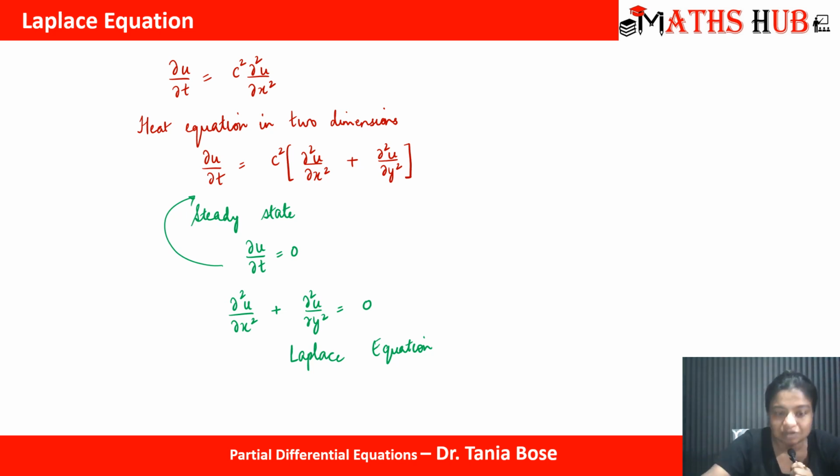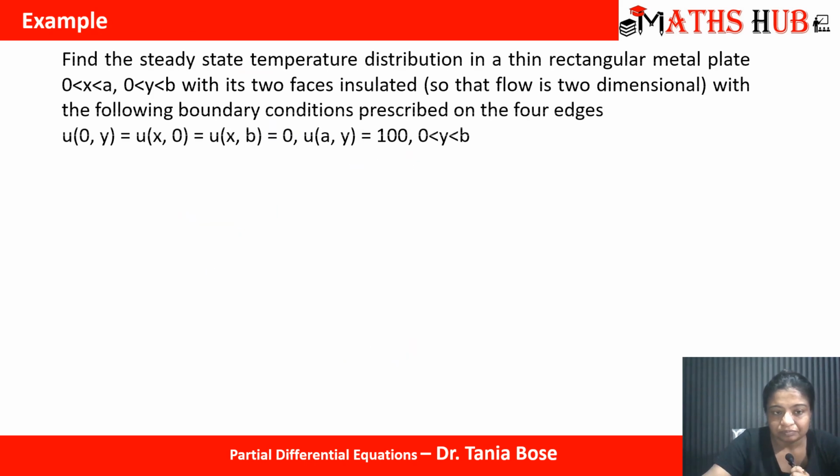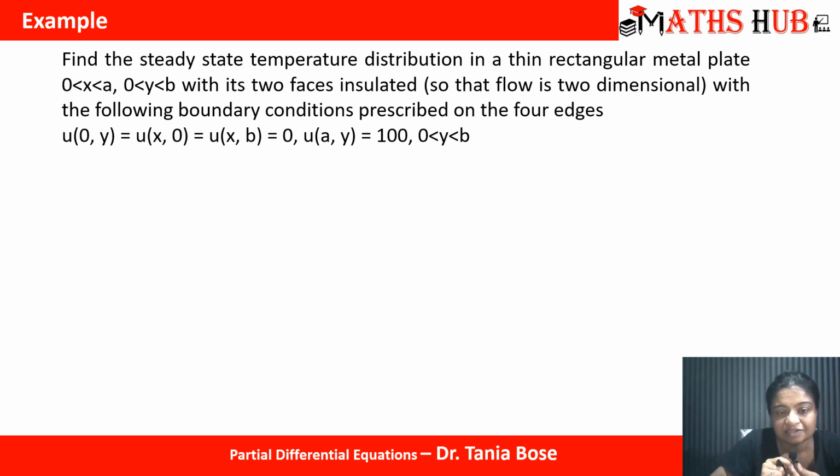Now let us try to solve a Laplace equation with given conditions. The question says, find the steady state temperature distribution in a thin rectangular metal plate 0 less than x less than a, 0 less than y less than b, with its two faces insulated, with the following boundary conditions prescribed on the four edges: u(0, y), u(x, 0), u(x, b) are all 0, and u(a, y) is equal to 100, where y lies between 0 and b, right?